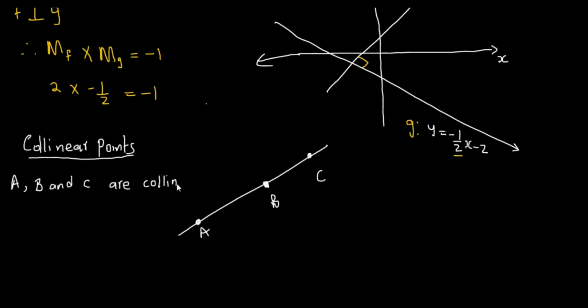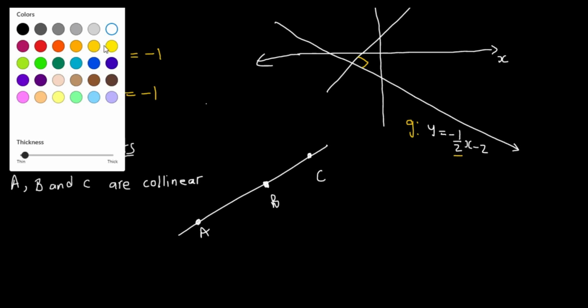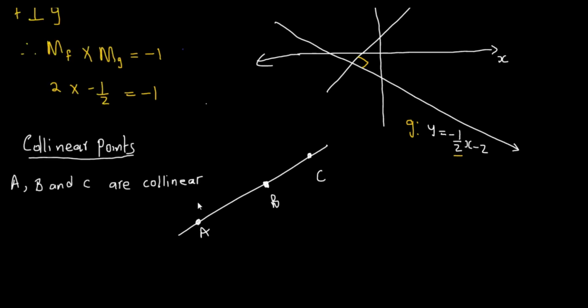So these are collinear. Now, ladies and gents, collinear means that we can draw a straight line through these 3 points. So when we say points are collinear, this tells you that we can draw a straight line through these points. That's why we call them collinear.